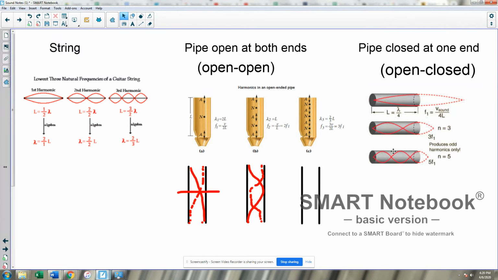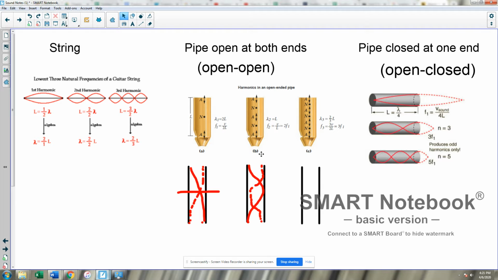For an open-closed pipe, I brought an empty wine bottle here, and let's see if this works into a mic. If you just blow over an open-closed pipe, which an empty bottle really is, open at one end and closed at the other end, listen to this. You hear a really deep frequency there.